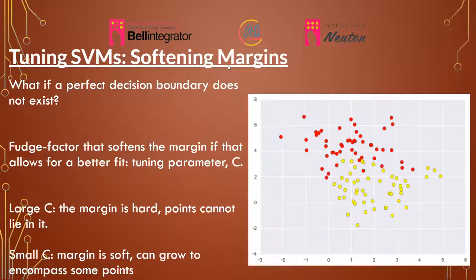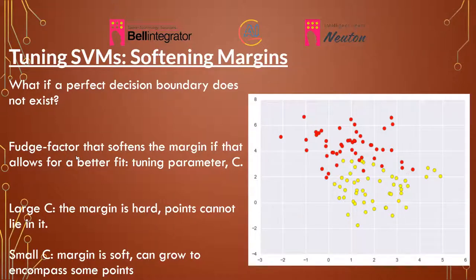If there are no questions, then I'll move to the next point, which is tuning SVMs, softening margins. So what if I can't come up with a perfect decision boundary? In other words, what if my points are just positioned in such a way that I cannot perfectly separate them with a hyperplane? So what is usually done is you account for a fudge factor that softens the margin if that allows for a better fit.